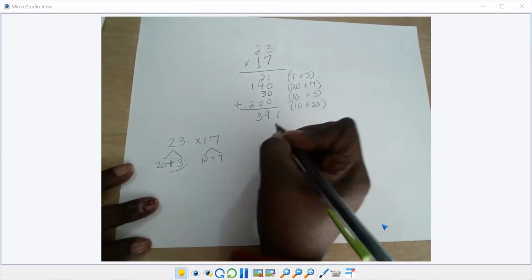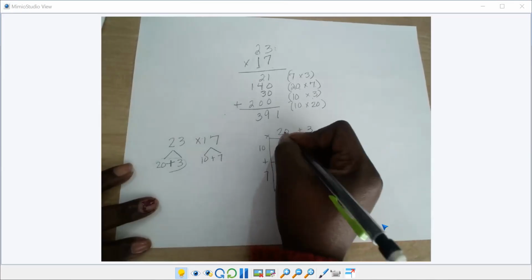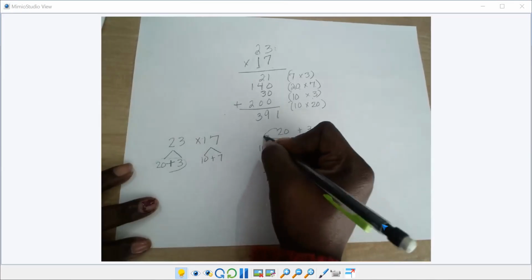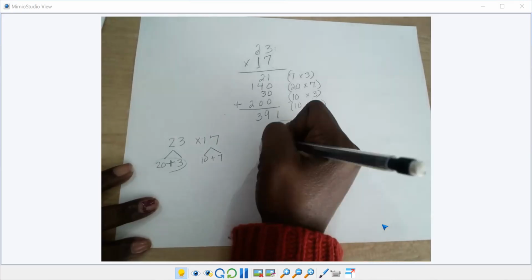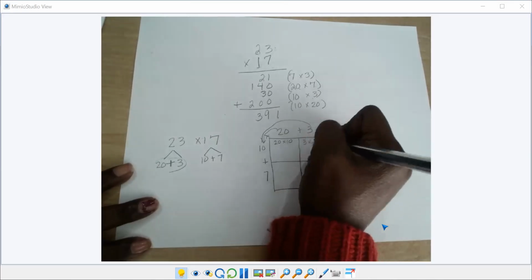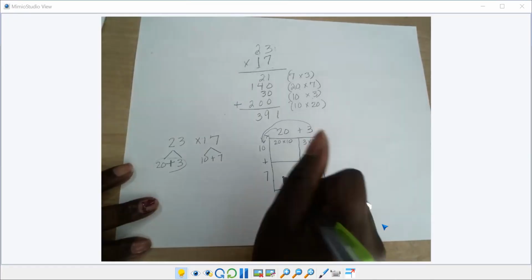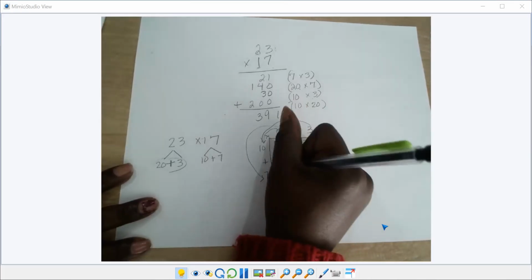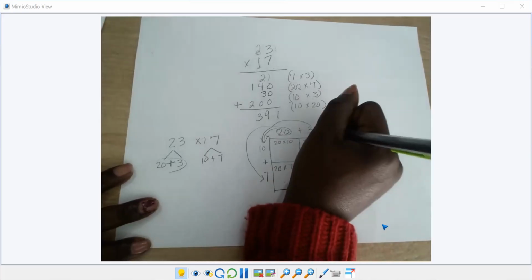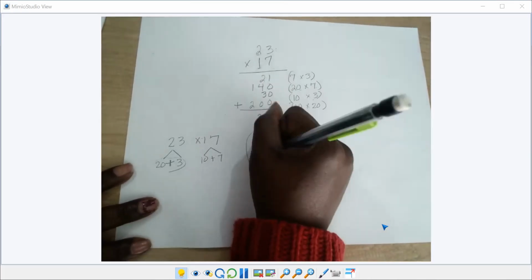Next, we start multiplying. We start with our first box, whatever number's on top, and the first number here. 20 times 10 goes here. And then 3 times 10 goes here. Next, at the bottom, we have a 20 still, so 20 times 7. And then 3 times 7.